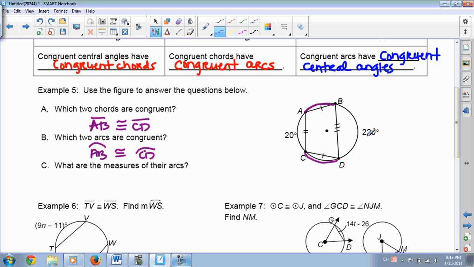Okay, well, we don't know much about the arcs right now except for the fact that they're the same number. But we do know that the other two arcs in our circle are 20 and 220. We also know that a whole circle is 360 degrees. So what we can do is take 360 degrees and subtract the two other arcs. Well, 220 and 20 is 240 when you put them together. So 360 minus 240 just gives us 120. So that means we have 120 degrees left for both the AB arc and the CD arc. Well, they're each the same, so we're just going to cut 120 in half. So each one of these arcs is 60 degrees.